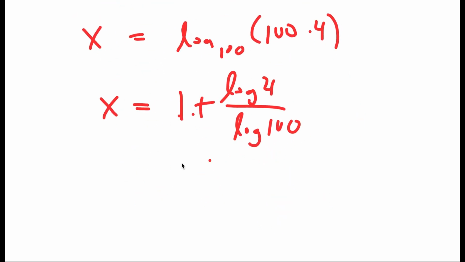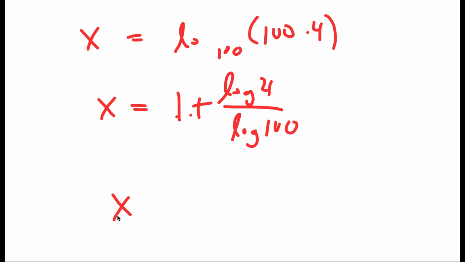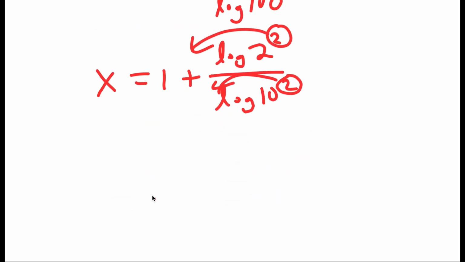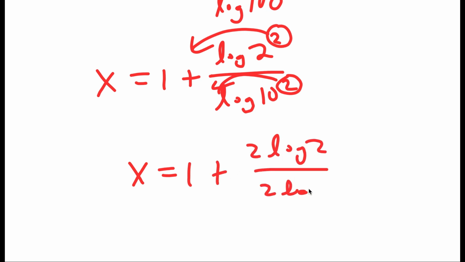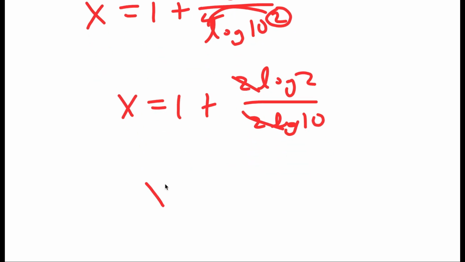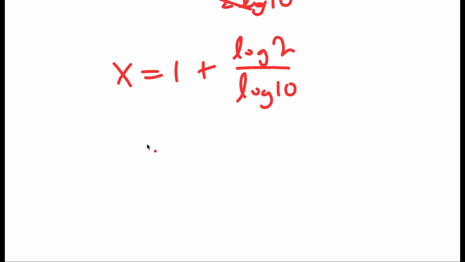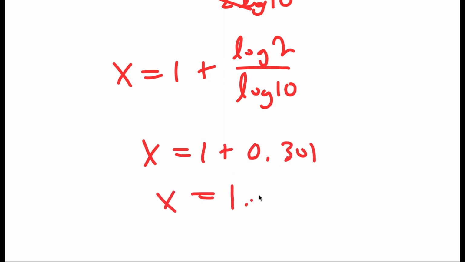So now log of 4 is the same thing as log of 2 squared. And log of 100 is the same thing as log of 10 squared. So I can move the 2 to the front and the 2 to the front over here. So I get x is equal to 1 plus 2 log 2 over 2 log 10. These two cancel out, so I get x is equal to 1 plus log 2 over log 10, which is equal to 1 plus 0.301. So x is equal to 1.301.